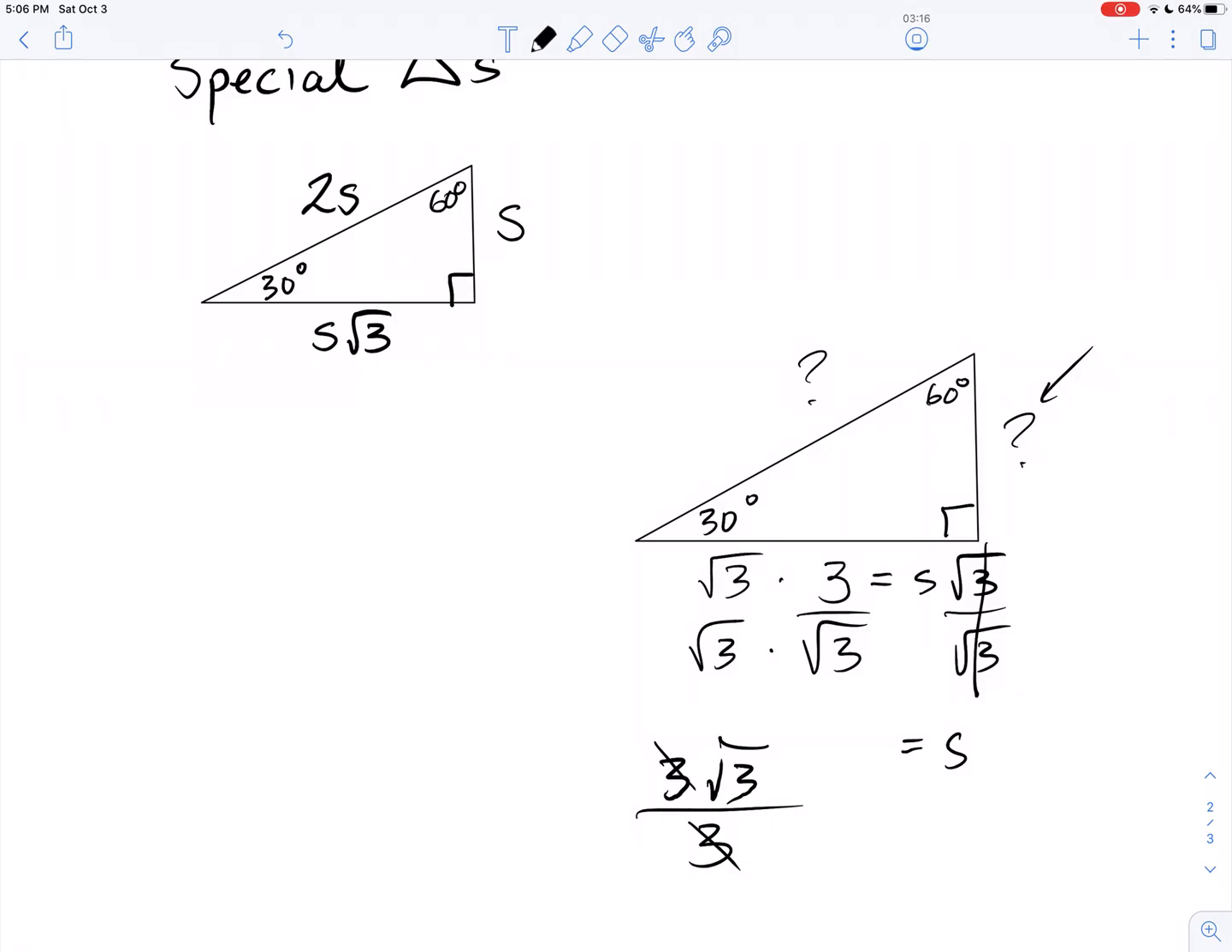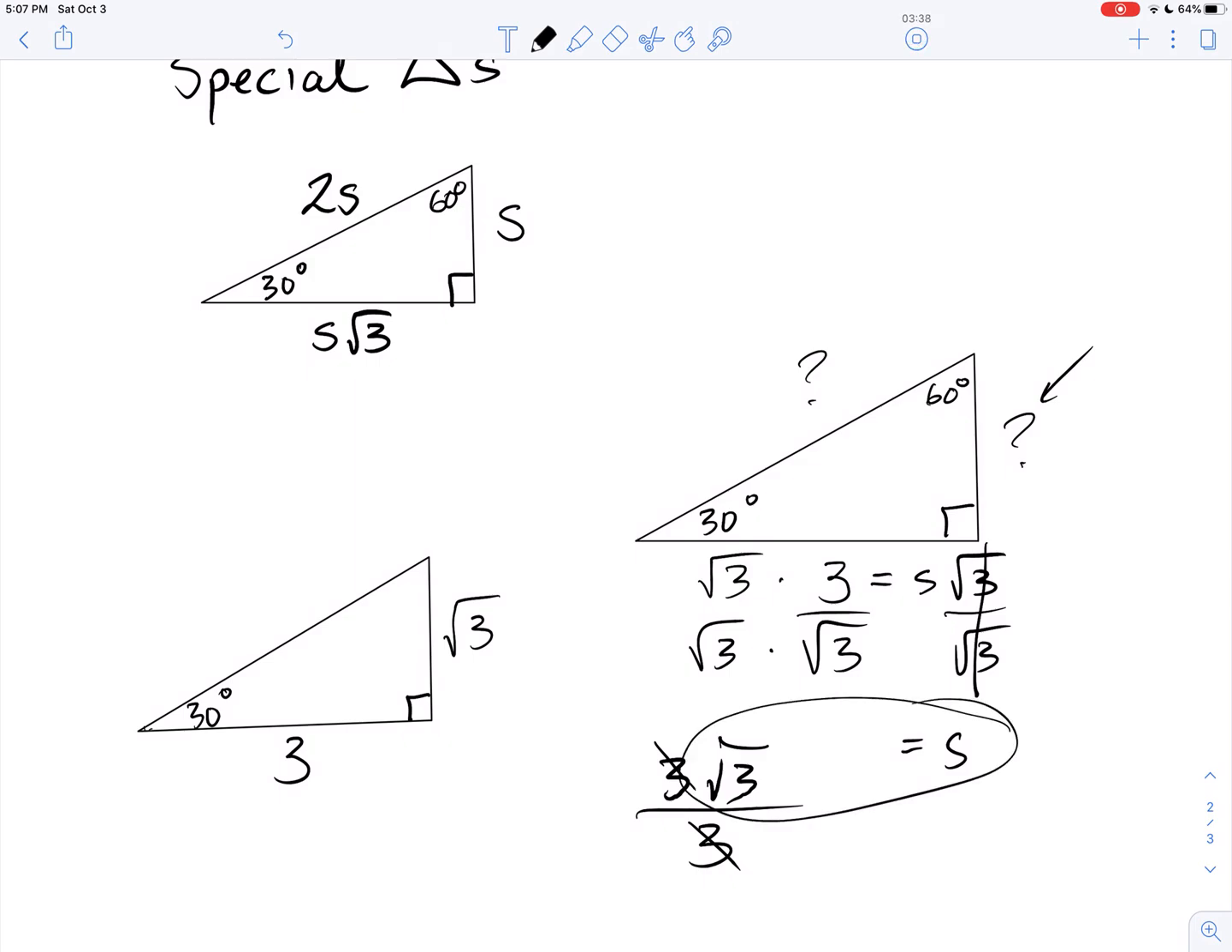So you know what? I'm just going to redraw it so it's not so messy. Here we go. When they started me off, what did they tell me? They told me this piece here was 3 units. So that means I found this piece, because that's rad 3. That's what S is equal to. And then I say, wait a minute, if that's what S is equal to, then 2S would mean 2 times that. There's 2S right there. This is something they taught us in geometry.